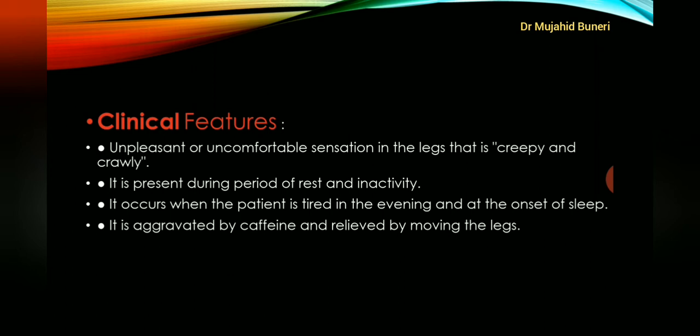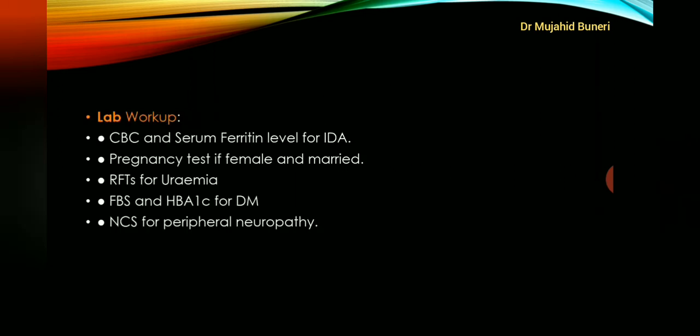Okay, dear students, now I come to examination. You will examine the patient to exclude other organic causes. And number 3, what investigations will you do? Number 1, complete blood count and serum ferritin level for iron deficiency anemia. Hb will be decreased and serum ferritin level will also decrease in iron deficiency anemia.